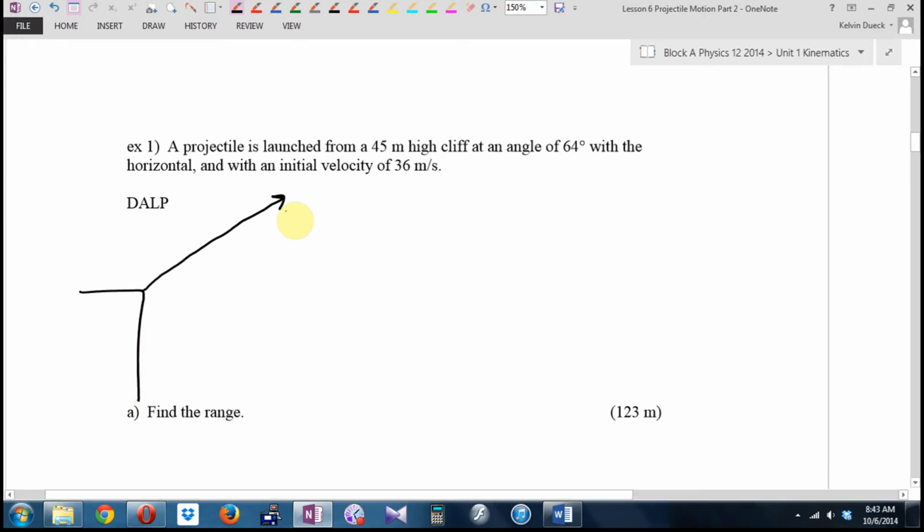Ryan, what's the magnitude of the velocity according to the question? Let's put a little 36 along the hypotenuse here. And at what angle? 64 degrees. And what else have they told me?